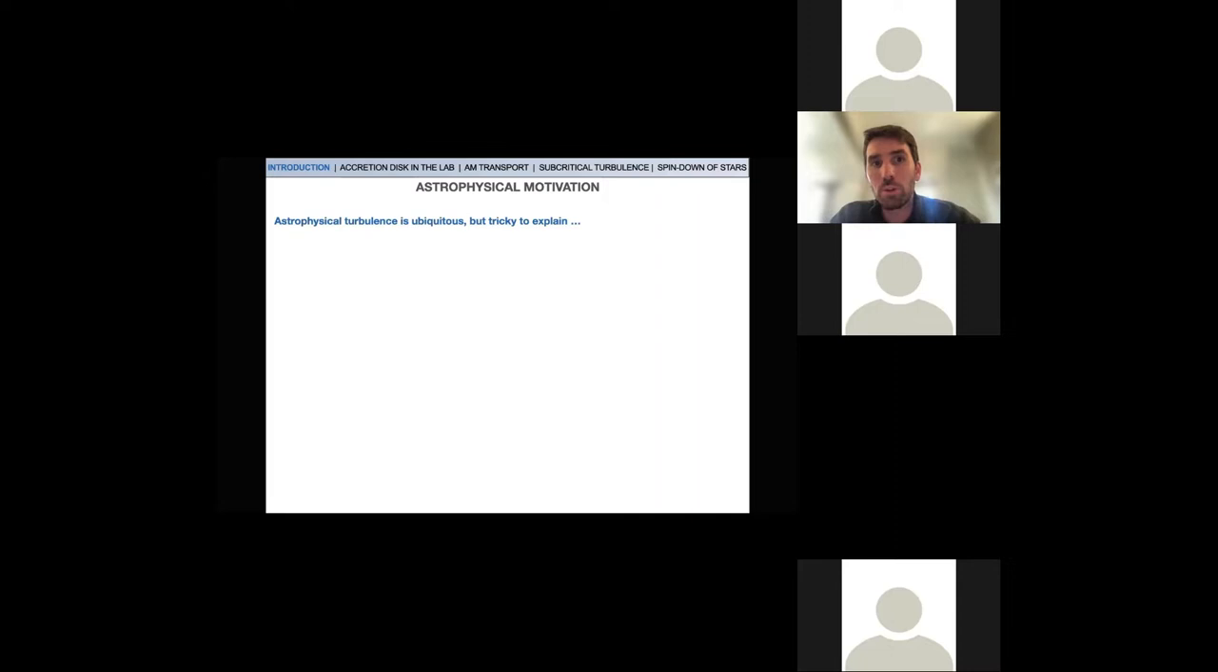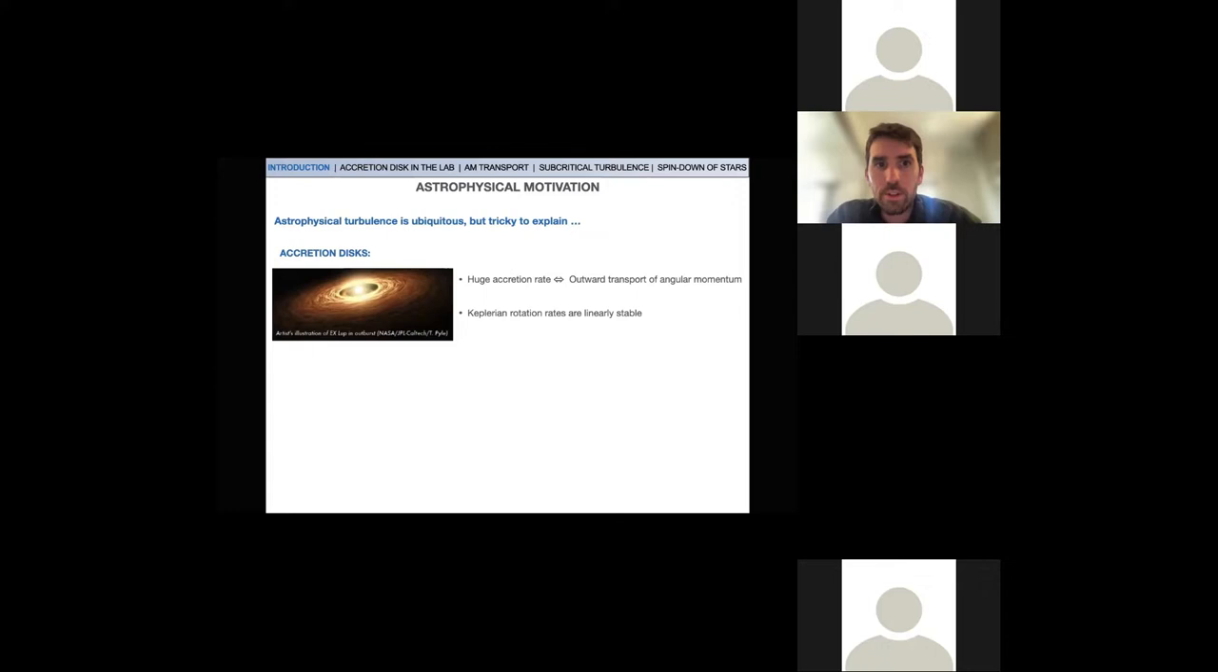The first example is accretion disks. Accretion disks are these huge structures of gas, very thin disks, which orbit around a central object. It can be a protostar, for example, or a black hole. And so you have this rotational flow like that. And we know from observations that there is a huge accretion rate. So in addition to the rotational flow, there is also a lot of inward falling matter on the protostar, or on the black hole at the center.